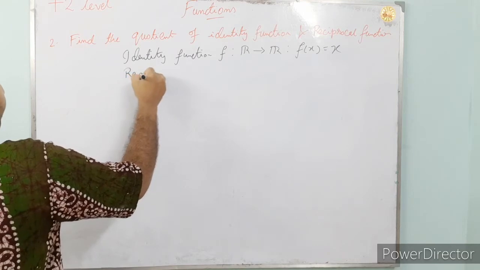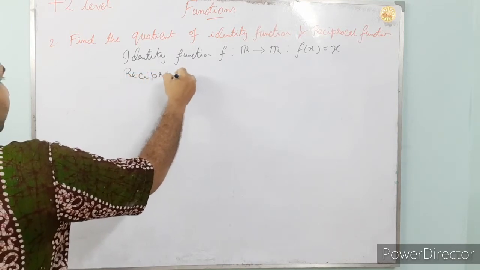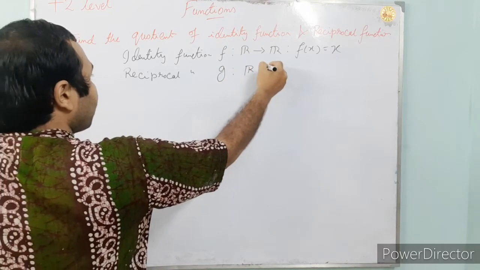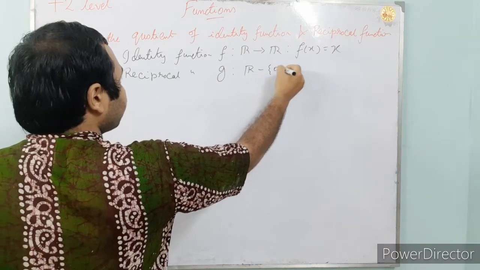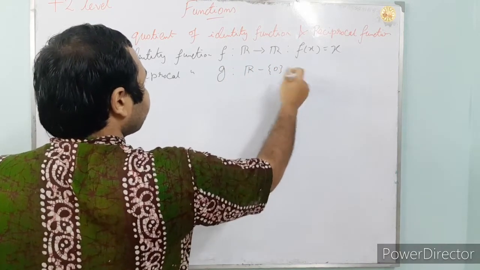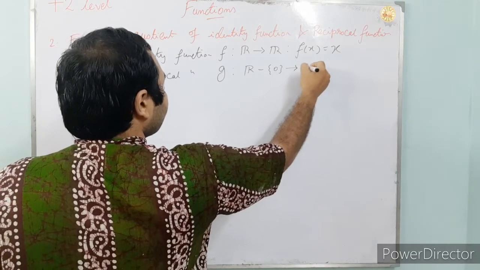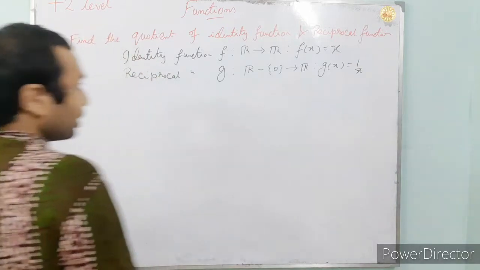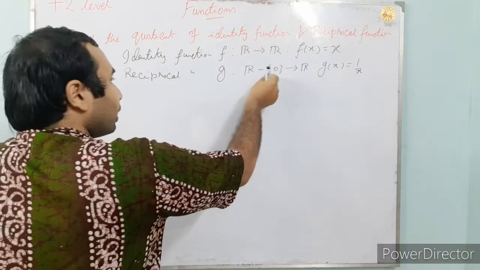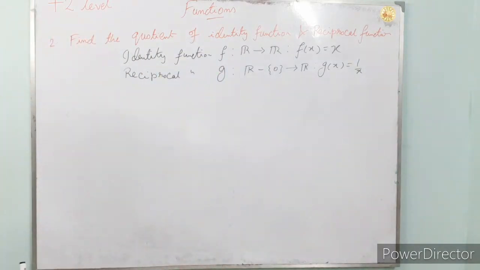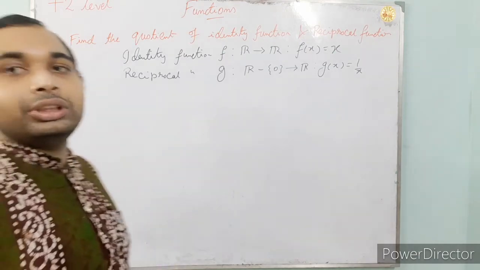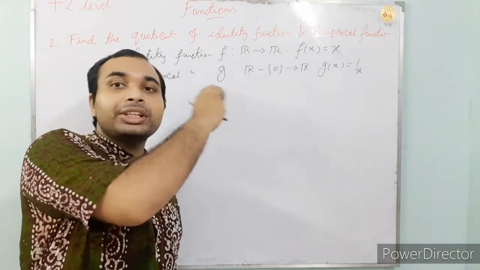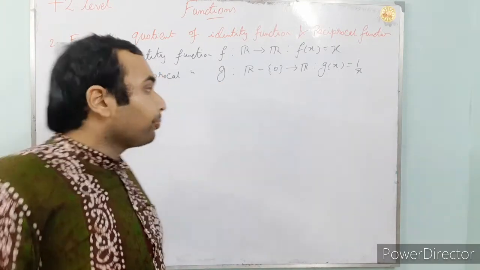Reciprocal function: g such that R minus singleton 0 to R, such that g(x) equals 1 by x. Why have we taken the singleton 0 outside? Because 1 by 0 is undefined. So for the reciprocal function, the 0 element will not be there in the domain.